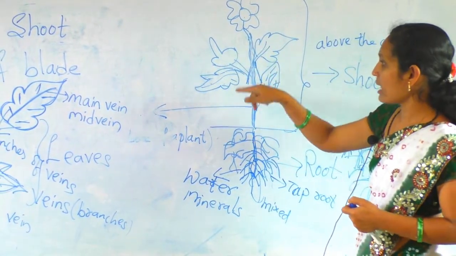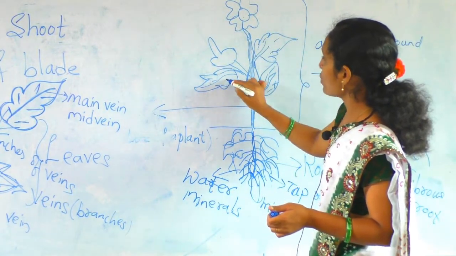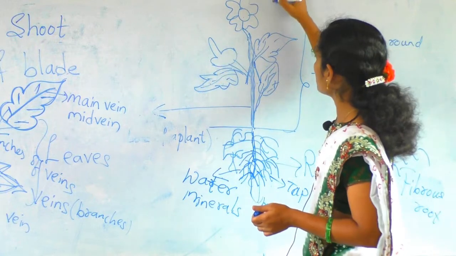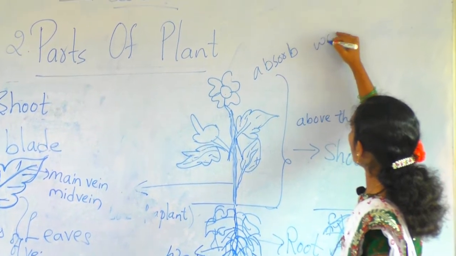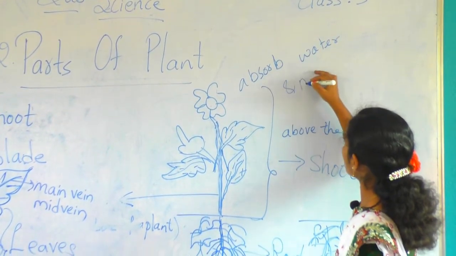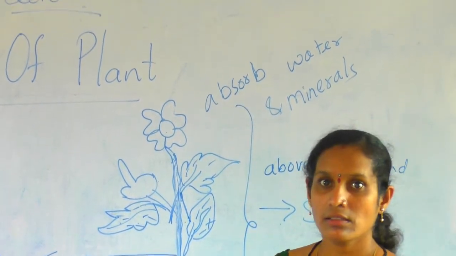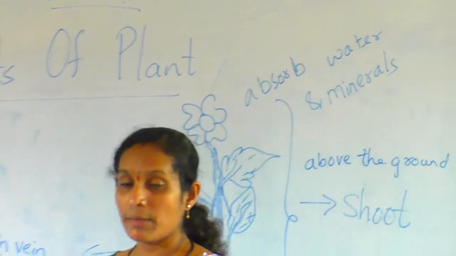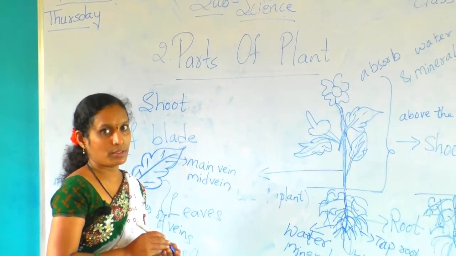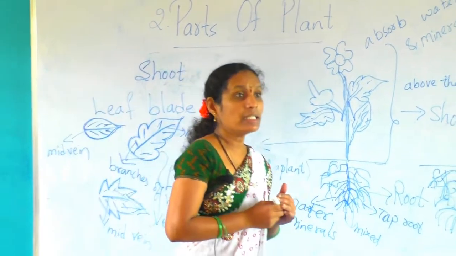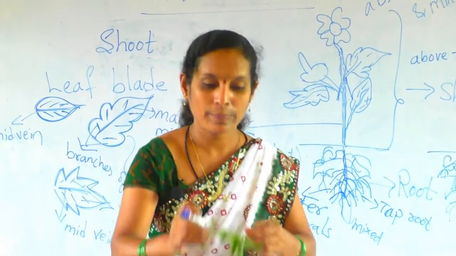Understood? See, the veins are there, no? These are the veins. Veins will absorb the water and minerals from the stem part. Understood? Veins help the plant to absorb the water and minerals to prepare the food. Understood? And the leaf has a downside, meaning down here.